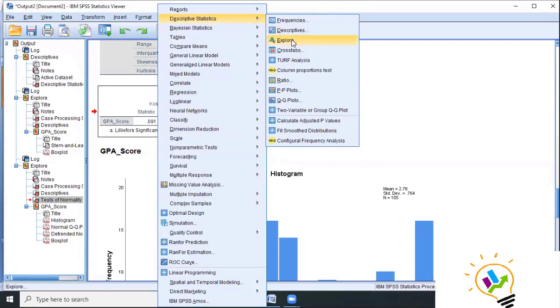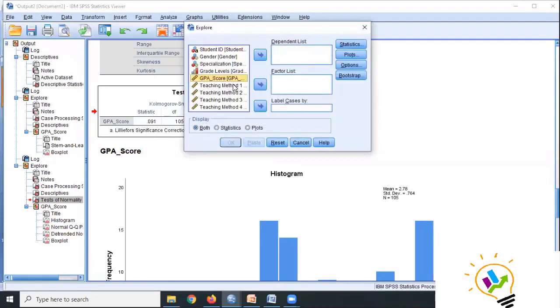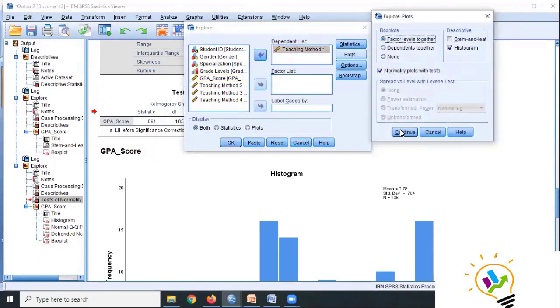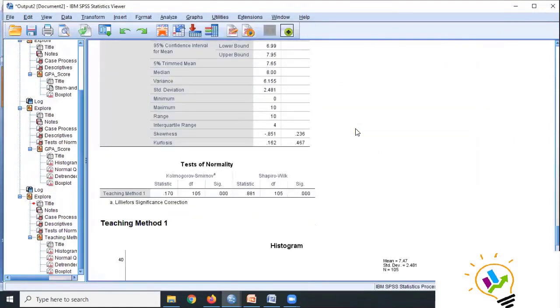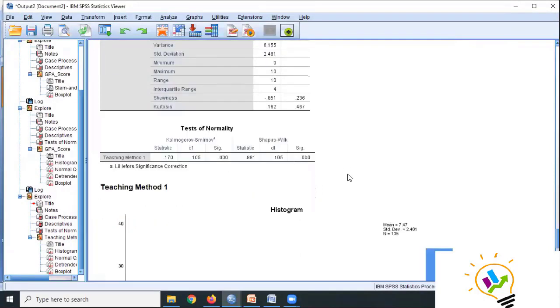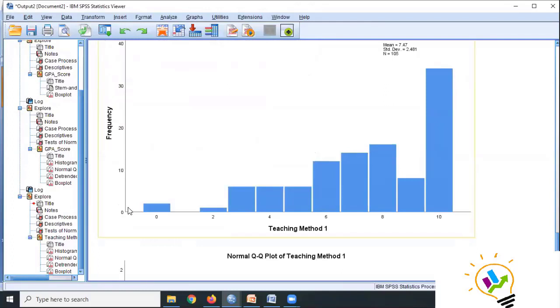For example, I want to do the same thing with the test method 1 marks. Same thing: in Plots, we'll have normality plots. Click that one and simply say OK. And you can see the test of normality here. The data is not normally distributed because the significant value, the Sig value, is less than 0.05. If it is less than 0.05, data is not normally distributed. And if you see the data, you'll understand this is totally skewed towards the right side. Is it fine, ma'am? Yes, sir.